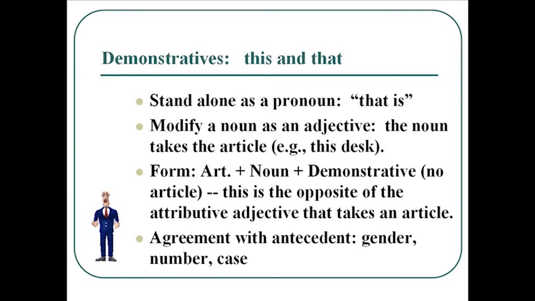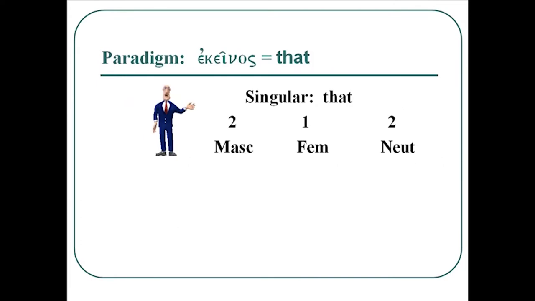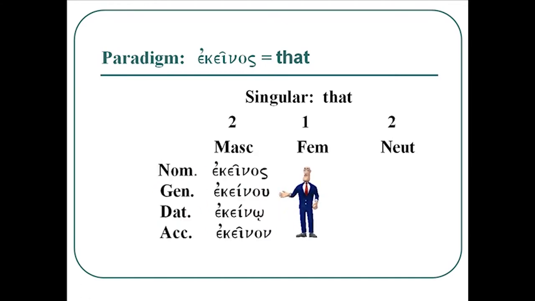Now let's look at some of the morphology, the actual forms of the various demonstrative pronouns. The first demonstrative pronoun we'll look at is ekeinos, means that. And this one is the most easily learned because, frankly, it's exactly the same as the 2-1-2 paradigm that we've seen with logos, graphe, and hieron. So it takes the 2-1-2 endings, second declension, first declension, second declension, neuter endings that we've already seen. So it's ekeinos, ekeinou, ekeinoi, ekeinon.